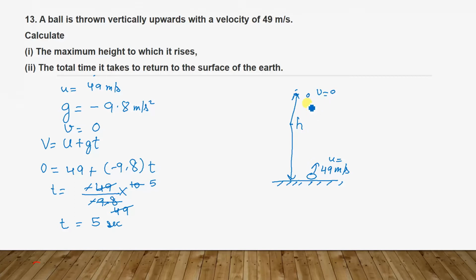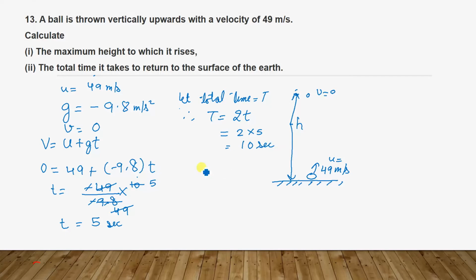Okay, but we are to calculate the total time it takes to return to the surface of earth. Means if it takes time t, small t, that is 5 seconds to move up, it will also take the same time to move down, as time of ascent is always equal to time of descent. So beta, let total time be capital T. So therefore capital T is twice of this t, because time of ascent is always equal to time of descent. So time is 10 seconds.